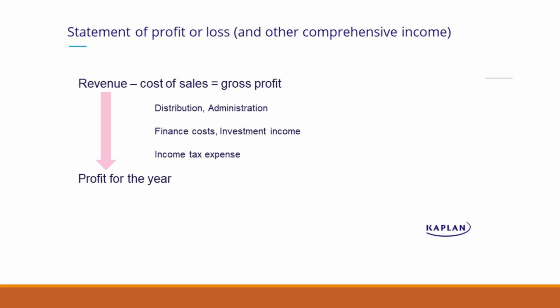It essentially tells us how much profit or loss the company has generated. The basic structure is quite straightforward, as shown here. We start with revenue, the money earned from selling goods or services. From that, we deduct the cost of sales, the direct costs associated with producing those goods or services, to arrive at gross profit. Then, we consider other operating expenses, such as distribution and administration costs, as well as finance costs like interest expense and investment income.